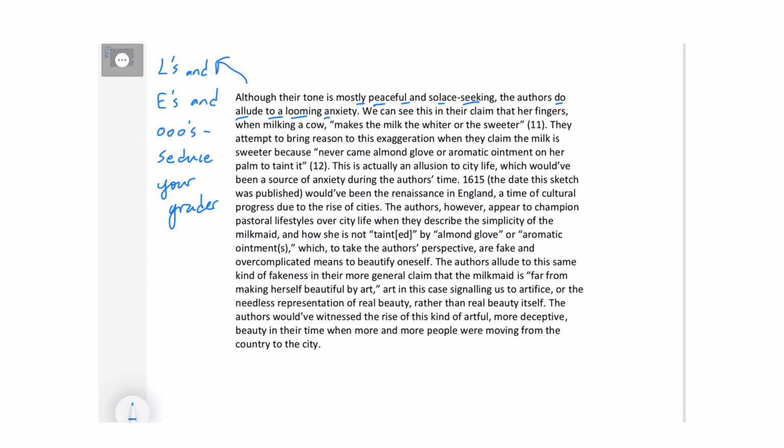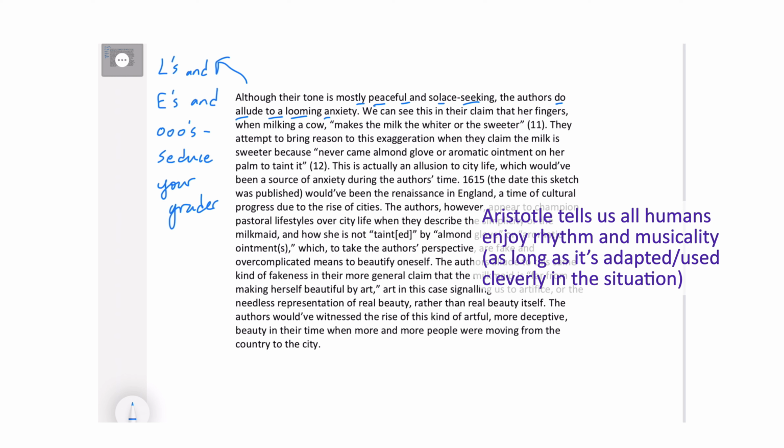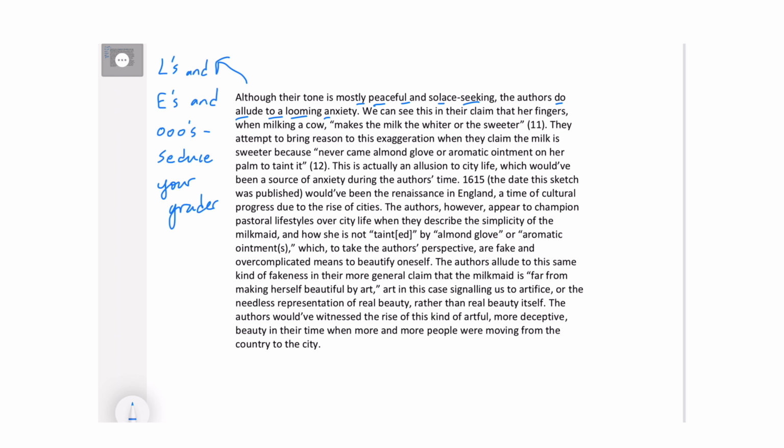Okay, just a few last things I want to point out for you guys. First off, if you look at my first sentence, I've got a bit of seduction going on. Mostly peaceful and solace-seeking. I'm throwing in these L's that connect to one another, and these E sounds, peaceful, seeking. You also see in the next sentence, I've got more of an ooh and ah sort of thing. They do allude to a looming anxiety. Believe it or not, these sorts of things do work.